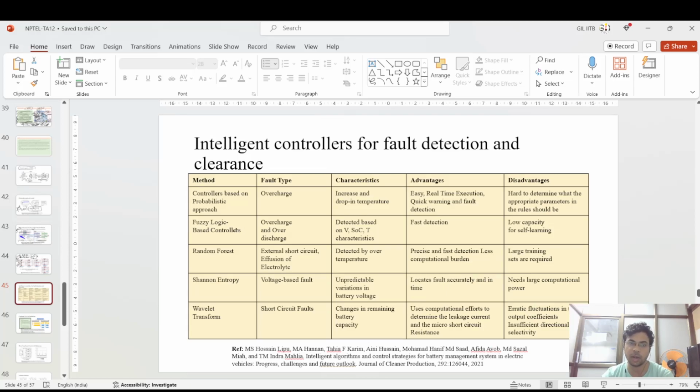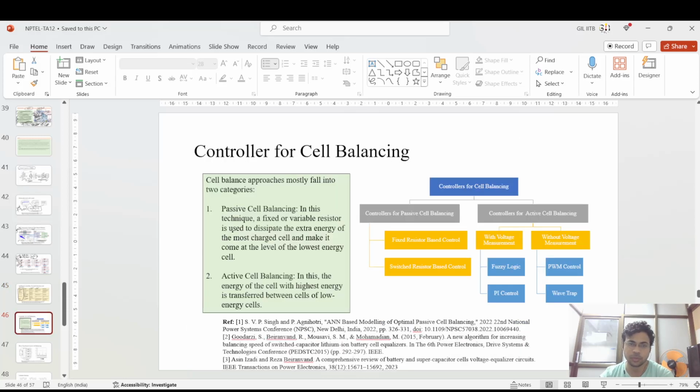And a few other topics are like the intelligent controller for fault detection. There are multiple issues in the batteries also, that is overcharge, undercharge, short circuit fault, electrolyte diffusion, voltage based fault, and the short circuit fault. I have given some characteristics and advantages. You can go through that, and these are the methods which are being used for the detection and the clearance. This slide will be shared, and you can go through that.